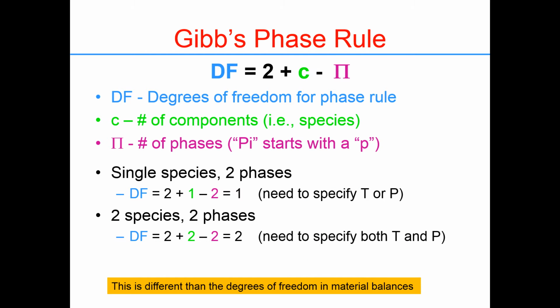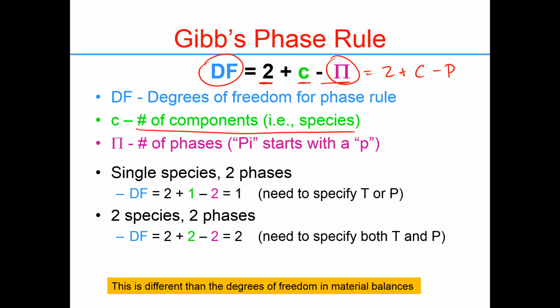Okay, so let's look at our Gibbs Phase Rule. This is the number of degrees of freedom. It helps us determine whether we need to specify temperature or pressure, or temperature and pressure, for example. The degrees of freedom for multi-component systems is going to be equal to 2 plus the number of components minus the number of phases. I sometimes just write it 2 plus c minus p, but we use pi in this example.